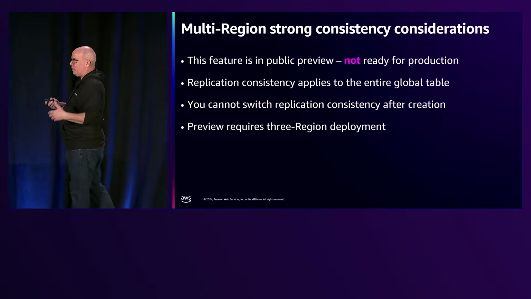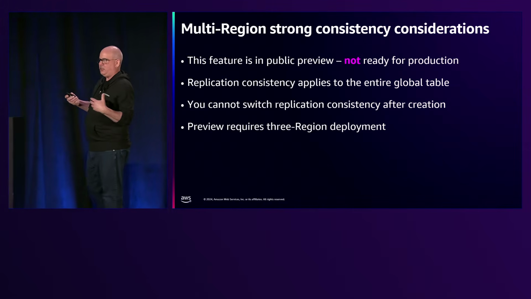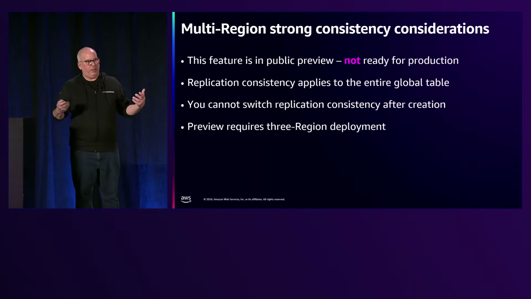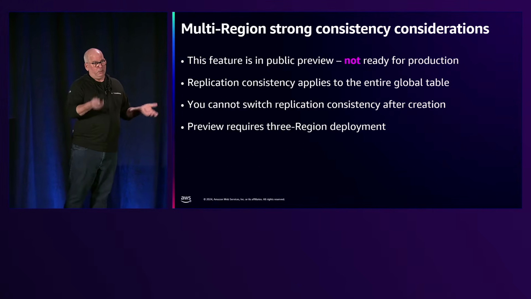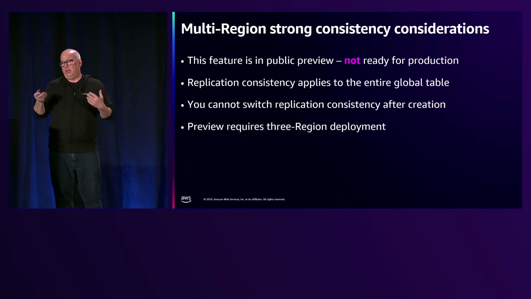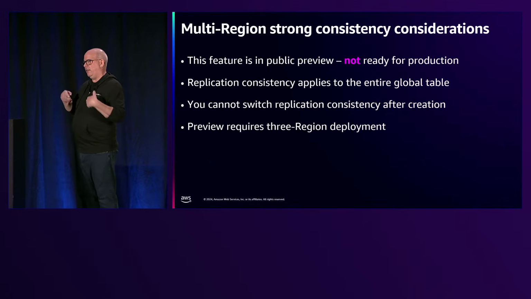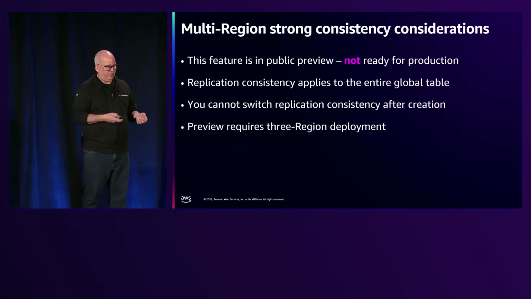And our preview, as most previews are, has a few limitations compared to where we plan the generally available product to be. One of those is that we support 3 regions for the preview: US East 1, US East 2, US West 2, and we require that multi-region strongly consistent global tables be deployed to all 3 of those regions when you create them.